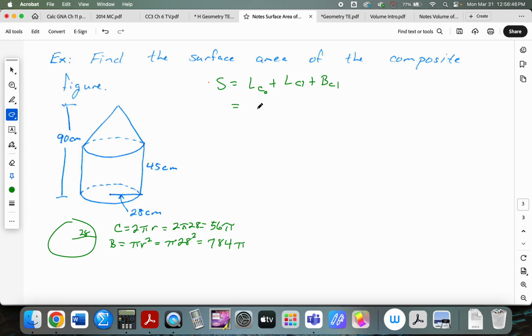So for the lateral area for the cone, it'd be 1/2 the circumference of the base, which is 56 pi, times the slant height. They didn't give me the slant height, did they? Draw a little right triangle here. That's 28. Do the Pythagorean theorem to find the slant height.